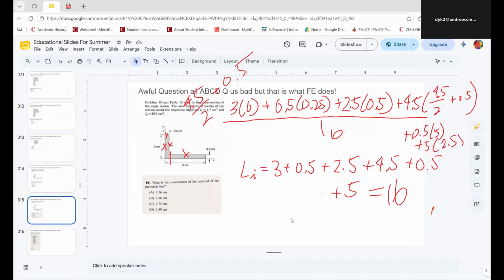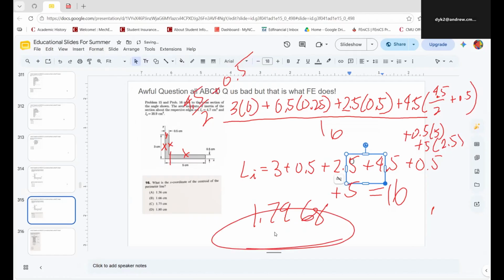All right, yeah, I'm going to redo the top again. 0 plus 0.5 multiplied by 0.25 plus 2.5 multiplied by 0.5 plus 4.5 times (4.5 divided by 2 plus 0.5) plus 0.5 multiplied by 5 plus 5 multiplied by 2.5 equals this. This divided by 16 equals 1.5968, which I'm going to call 1.8. So that is D. My God, that was a little annoying.